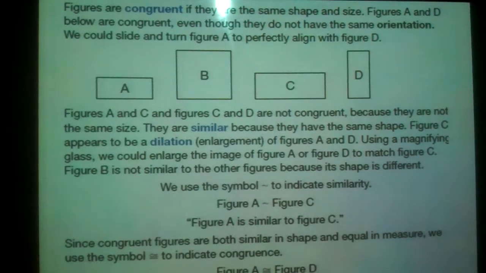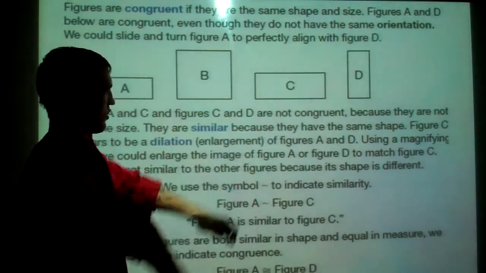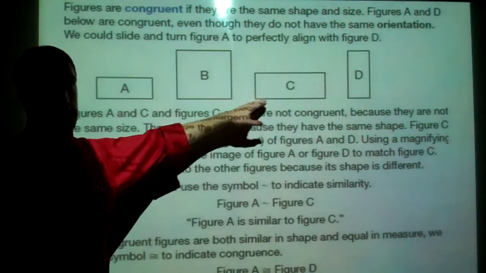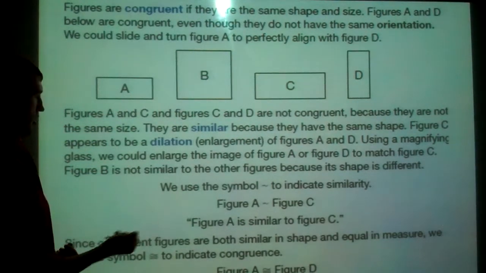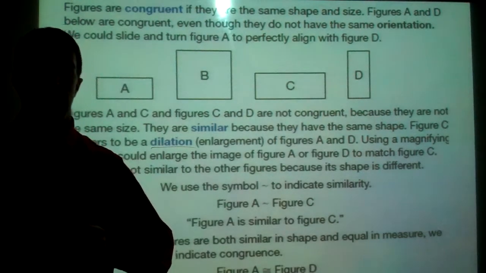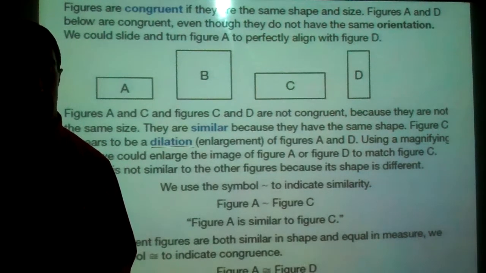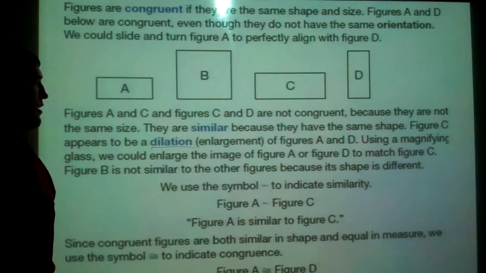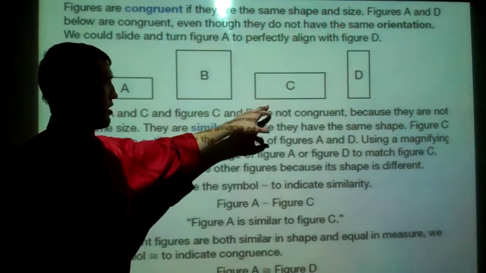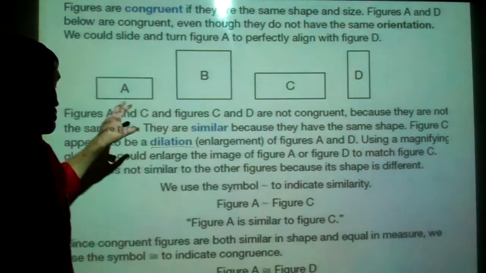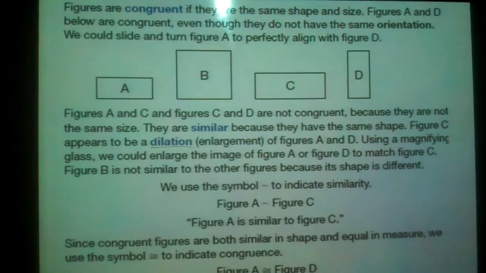Alright, so if we look at A and C here quickly, we could say that C is a dilation of A. That's this word right here. I told the students to think of when you get your pupils dilated, because your pupils get bigger. So that's basically what dilation means. C is a dilation of A, because C is larger, it's the same shape, but it's larger. So C is a dilation of A and D.